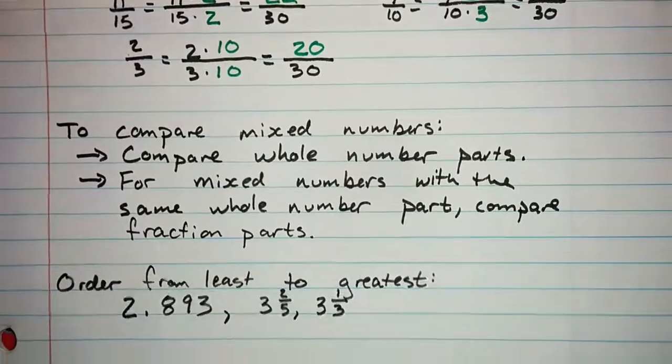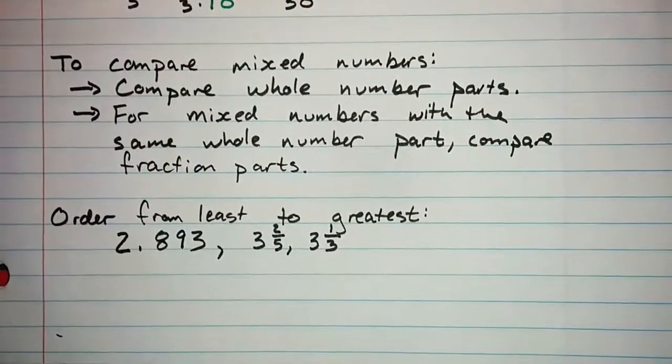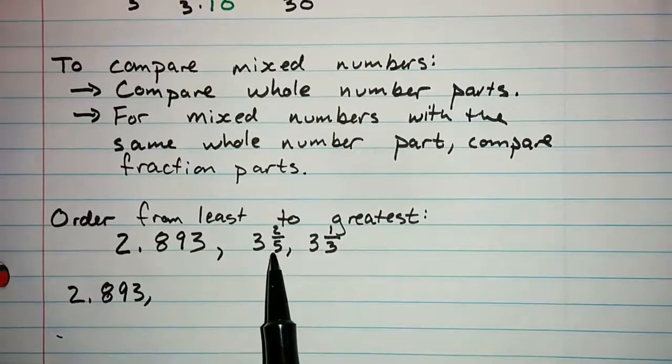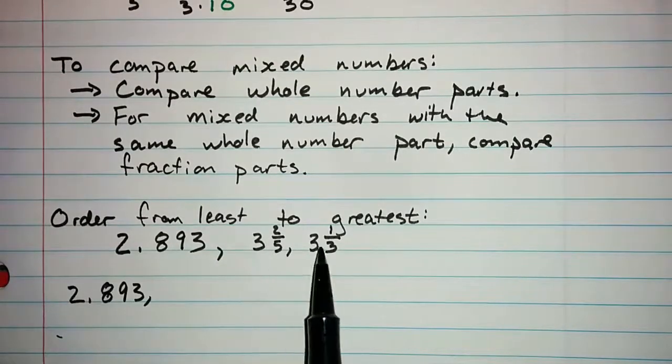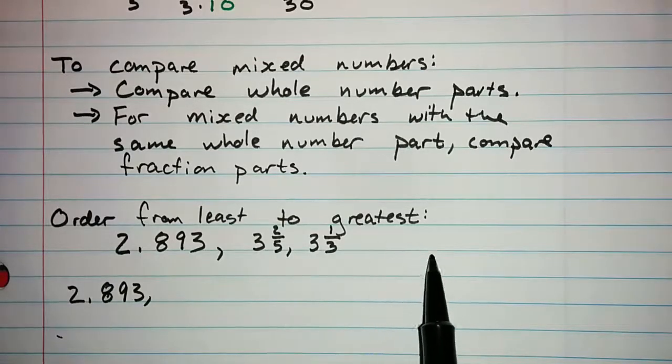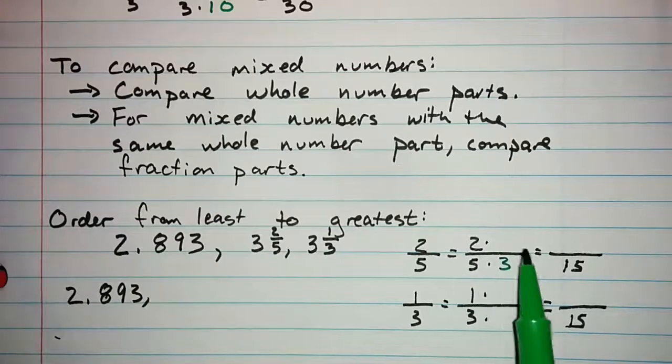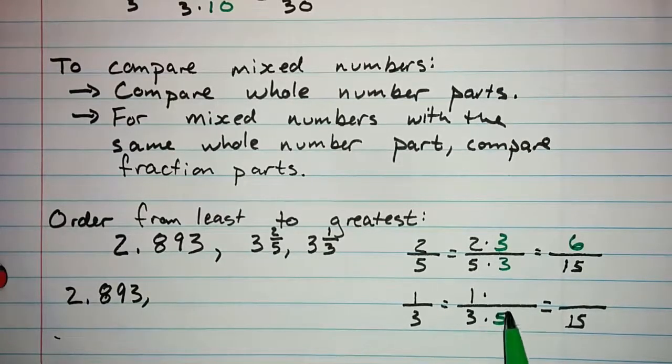All right, so it's clear that the smallest number is the one whose whole number part is 2. What about these two? They have the same whole number part, 3. To compare the fraction parts, we need to write them with a common denominator. 3 and 5 are both prime, so my least common denominator will be 15. 15 is 5 times 3. 15 is 3 times 5.